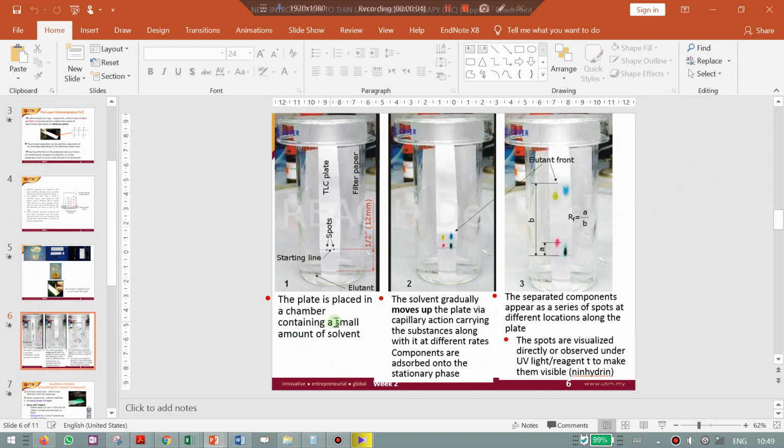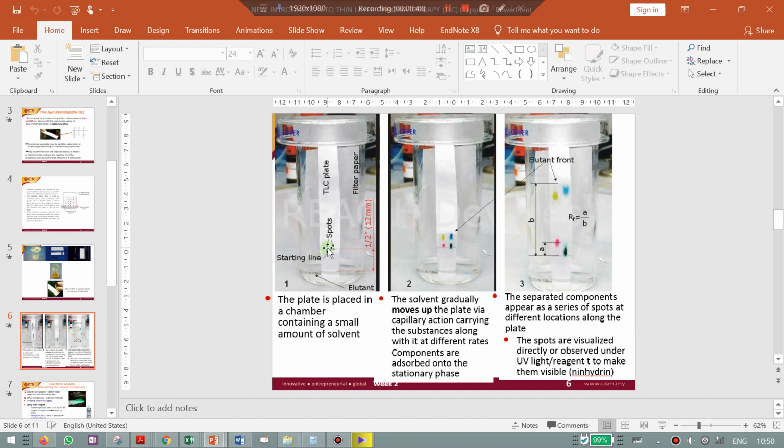Okay, the plate is placed in a chamber containing a small amount of solvent. Okay, on this TLC plate, you put two spots. You have your standard over here, and then you have your sample over here. Okay, you have two spots. Then here is your starting line. You spot at the starting line. On the starting line you can make a line using a pencil. Don't use a pen, because a pen can affect the analysis, but if you use a pencil, it's just carbon, so it will not interact with the reaction.